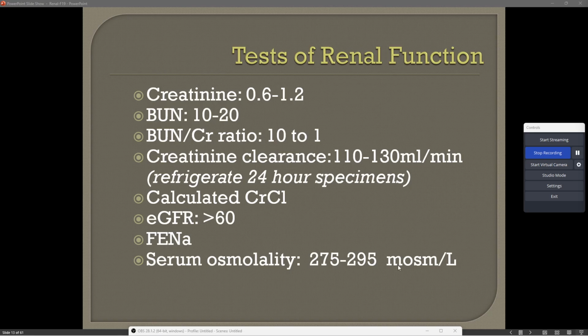And then we have our serum osmolality. Not as important, something I'm not really going to be too worried about here. Creatinine, BUN, ratio, and GFR.